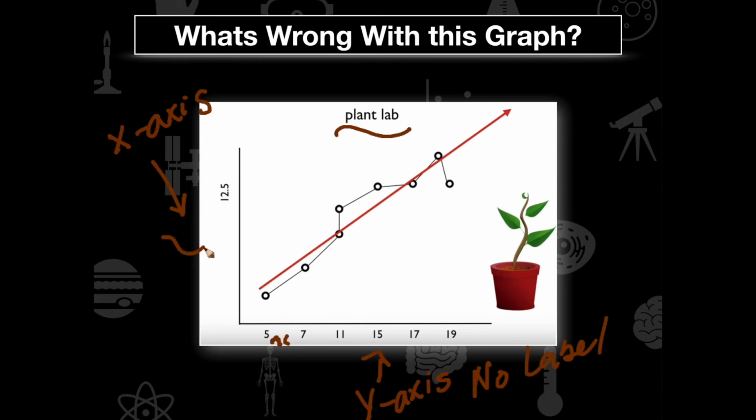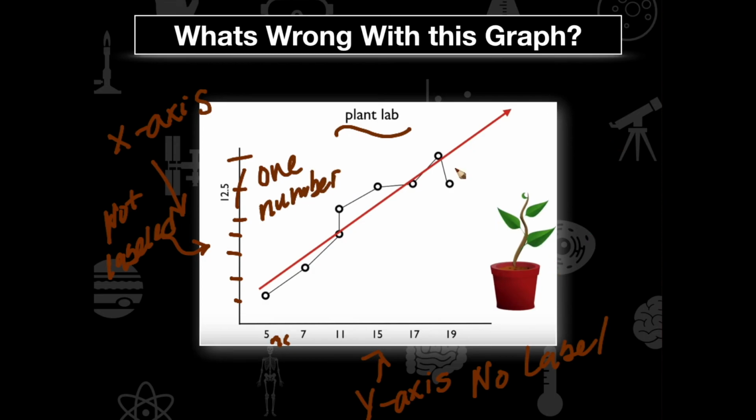The other thing here is on my y-axis, it's again not labeled, but the other big thing is I only have one data point, 12.5. I'm assuming that this graph is telling me the height of the plants as they grow, and you give them whatever substance to help them grow taller. But I only have one number here, and that's a huge problem. Now, I have a picture of a plant here, so again, I'm assuming that this is correlating data points here.